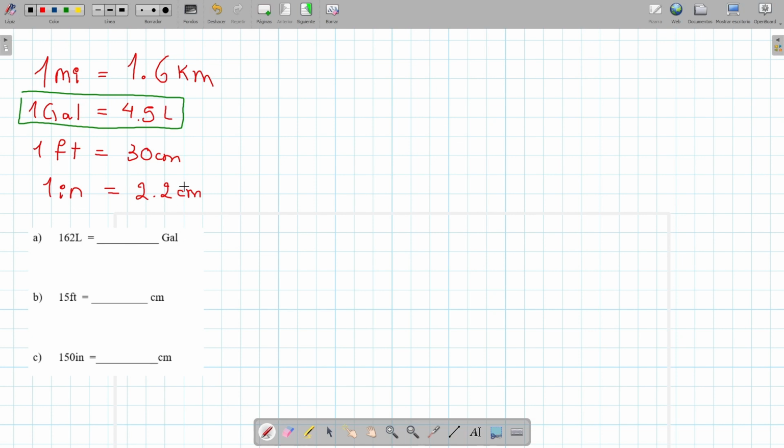Okay, so as you can see, I have 4.5 liters here. I will use another color. 4.5 liters equal to 1 gallon. As you can see, we have first a very big number that turns into a small number. When a big number turns into a small number, the operation that we have to do is division.